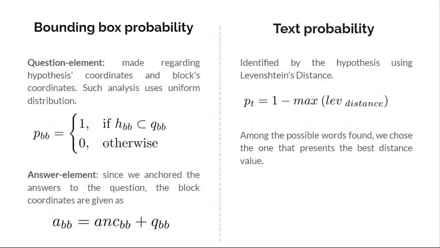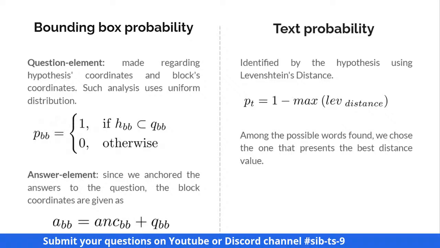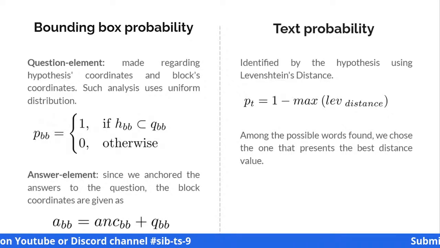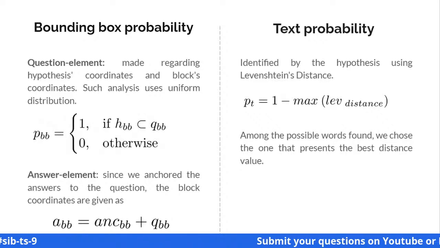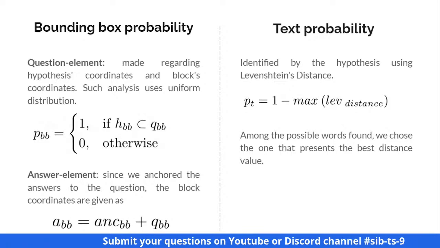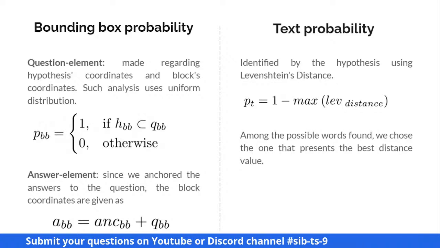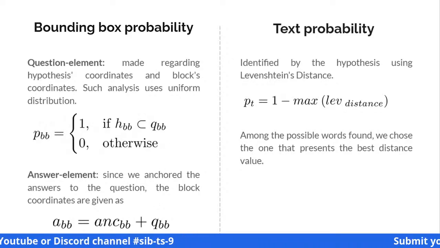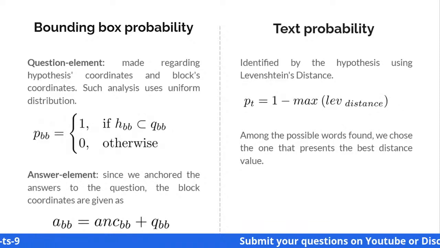The bounding box probability when the block is a question element is made regarding hypothesis coordinates and block coordinates. For a block with an answer element, a verification is made regarding the hypothesis coordinates and block coordinates. However, since we anchor the answer to the question, the block coordinates are given as this equation right here. We calculate the text probability of the hypothesis using Levenshtein distance, and among the possible words, we choose the one that presents the best distance value.